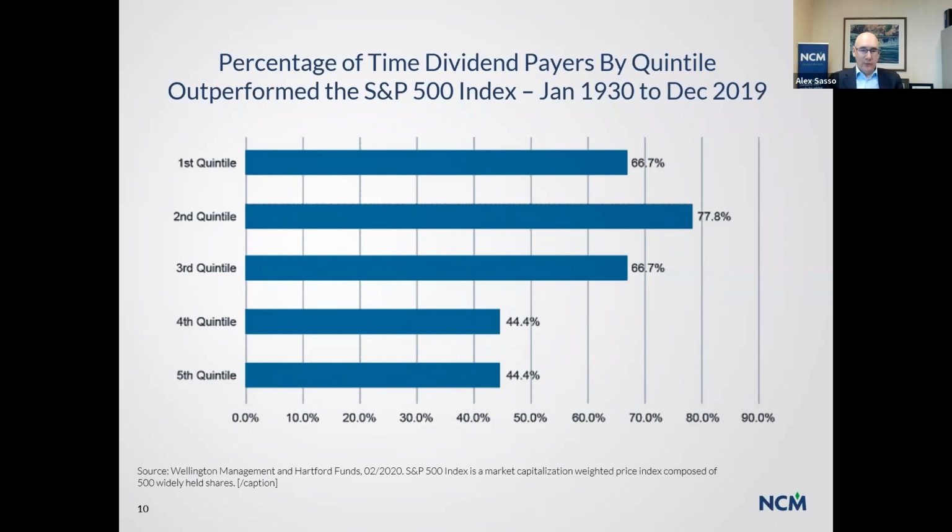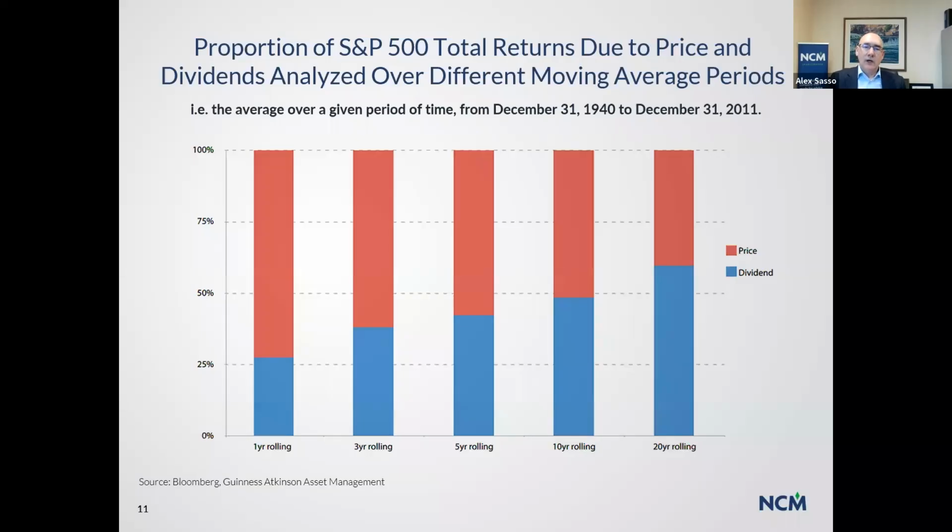Okay, I have one more chart I want to share with you. It shows why investing in dividends over the long term can be a beautiful thing. Operator, if you can put up chart number 11, please. Here, we're showing the proportion of the S&P 500's total returns that are due to price only and due to dividends over different moving average time periods. You can see the longer you stay invested in the market, the greater the importance of allocating a portion of your portfolio to dividend payers.